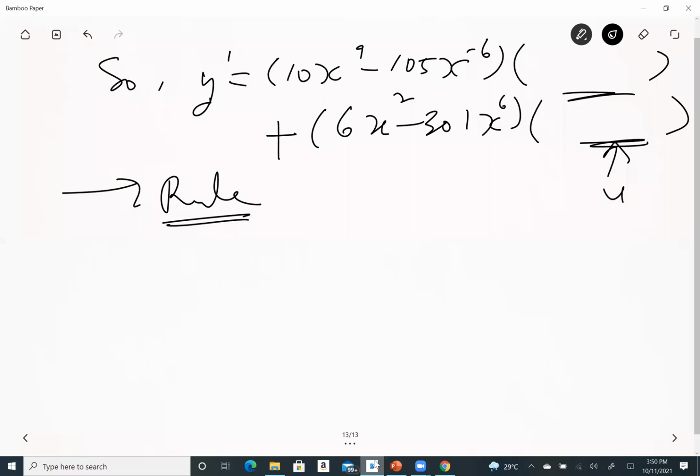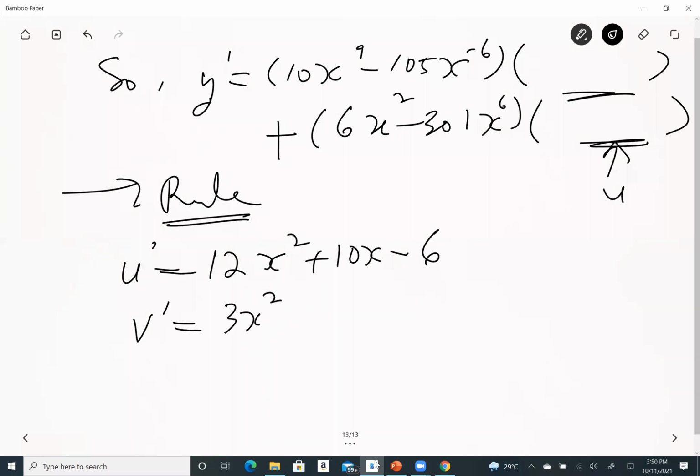Okay, you got it? So let's finish it up. We have u, okay? U is the first term. So I'll just jump. I want you to do it, all right? U prime, what is u prime? You let u be the first term, so u prime is 12x to the power of 2 plus 10x minus 6. That is u prime. And then you let v be the second term, and v prime is what? V prime is 3x minus 8x. Okay, is that right?